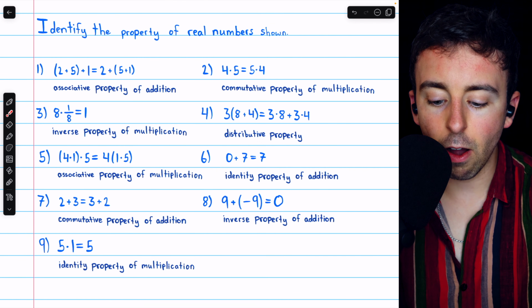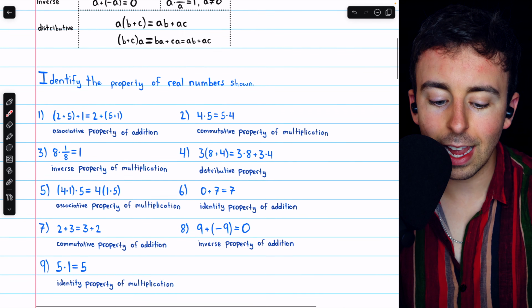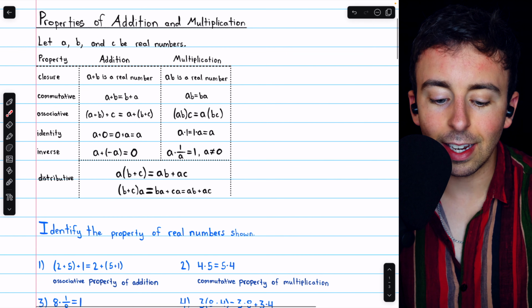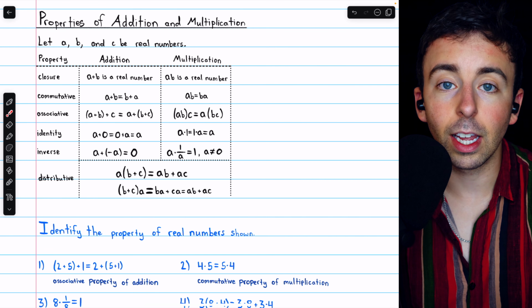There's one more look at all of the equations and the properties they illustrate, and one more look at the table of properties of addition and multiplication.